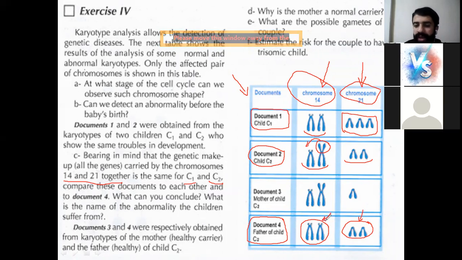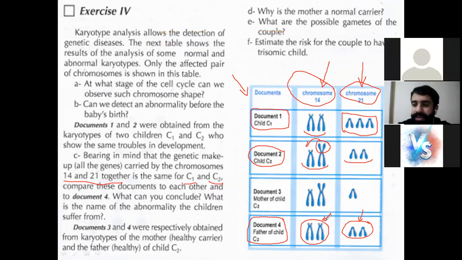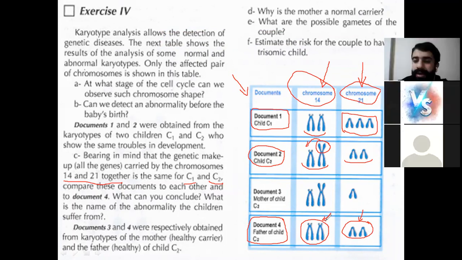First of all, if I ask you the question, by raising your hands please: what is the abnormality detected in child C1? Yes, I want to move to Hadil. What do you think? What is the problem in child C1 here? In this child C1, what is the problem? He has trisomy 21. Excellent, trisomy 21.